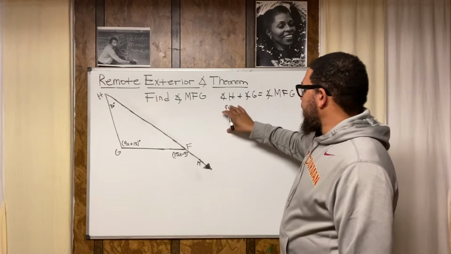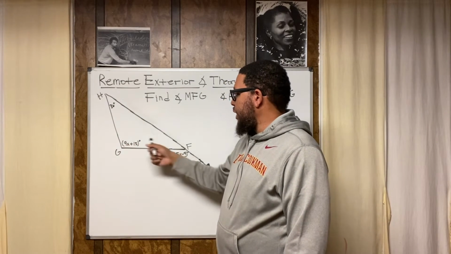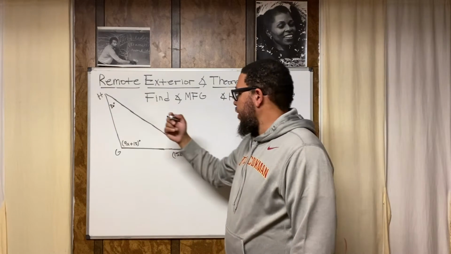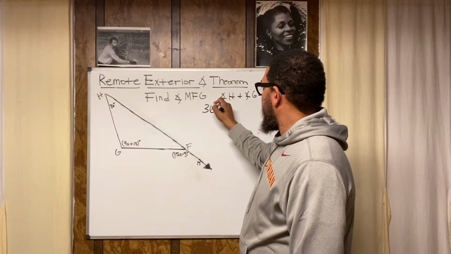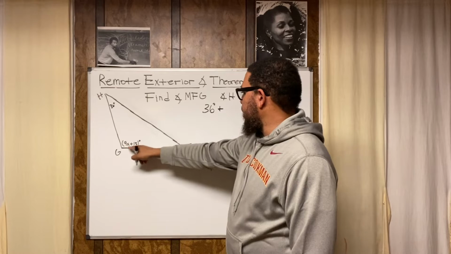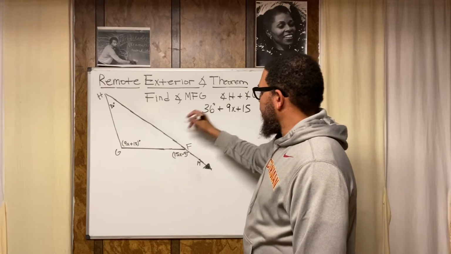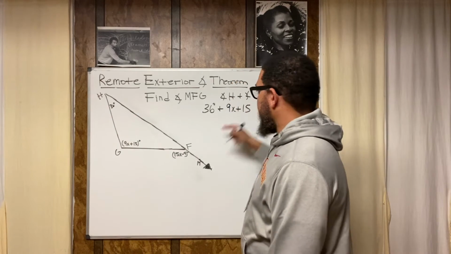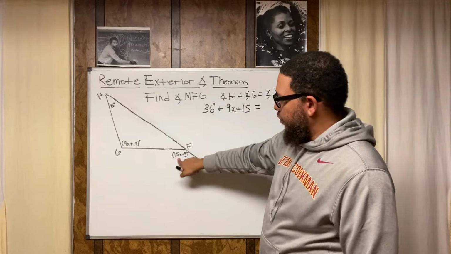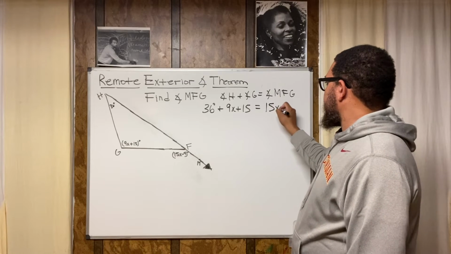All right, so now we're going to replace the angle names with their measurements or the expressions that represent their measurements. So angle H is 36 degrees. That says 36 degrees, right? So we have 36 degrees. I didn't have to put the degree sign, but I just feel like doing it. And then G is 9x plus 15. So I put plus 9x plus 15. H is 36 because of that. G is 9x plus 15 because of that. And then that's equal to MFG. MFG is 15x minus 9. So I write equals 15x minus 9.